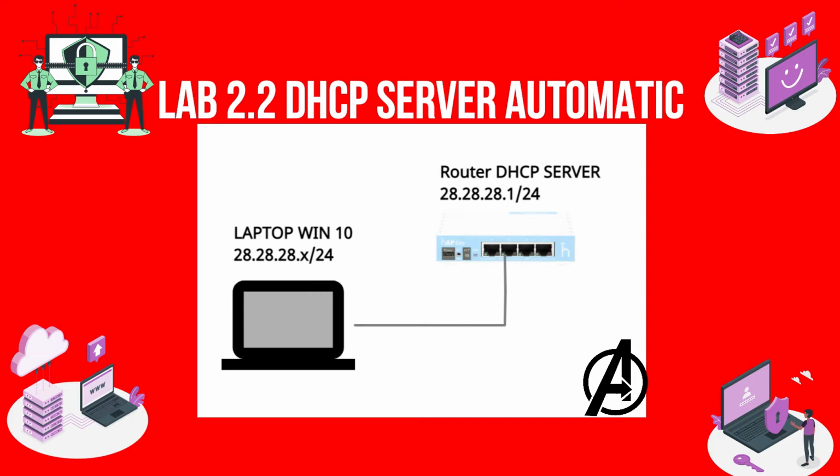This is the topology that I use. The laptop is connected with a LAN cable using Ether0, and the router is connected with a LAN cable using Ether2. The router has the IP address 28.28.28.1/24, and the laptop will automatically get 28.28.28.0 network, the same as the router. Okay.